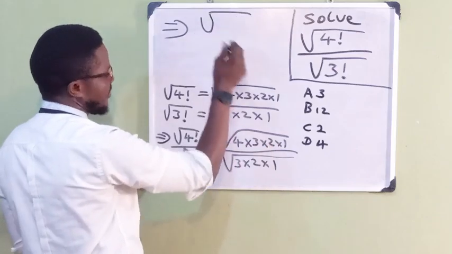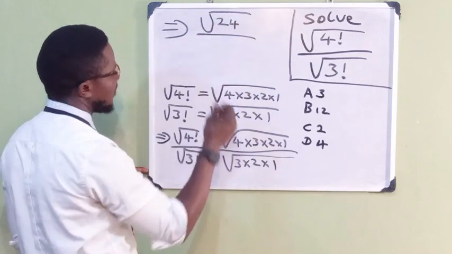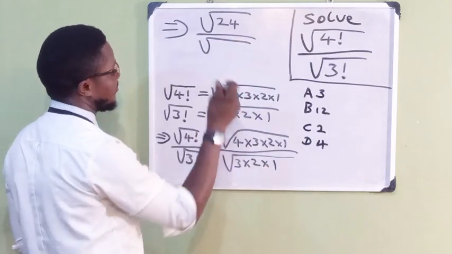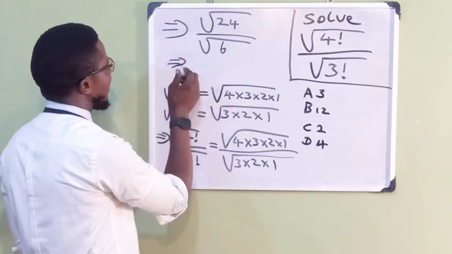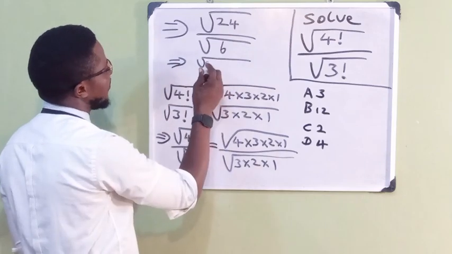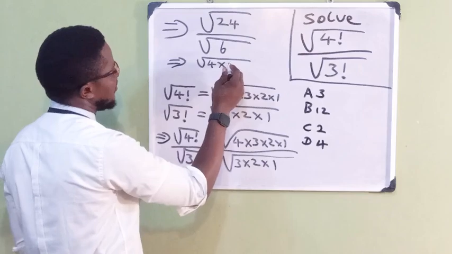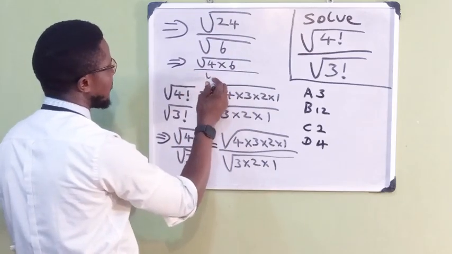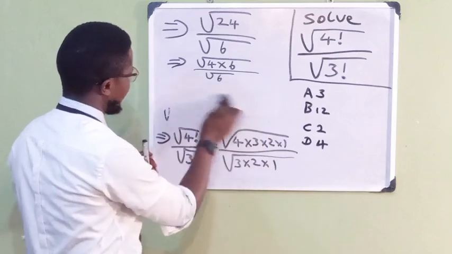So this is what? 24 all over square root of what? 3 times 2 is what? 6, times 1. That is square root of 6. And this is the same thing as writing root 24, and root 24 is root 4 times 6. 4 times 6 is what? 24, all over root 6. I just continue solving.